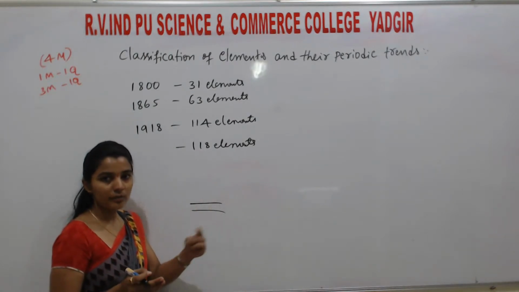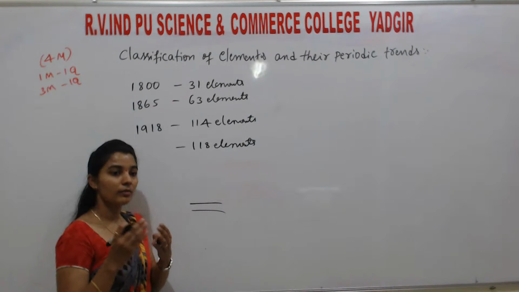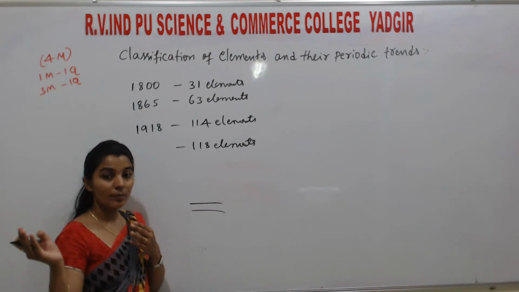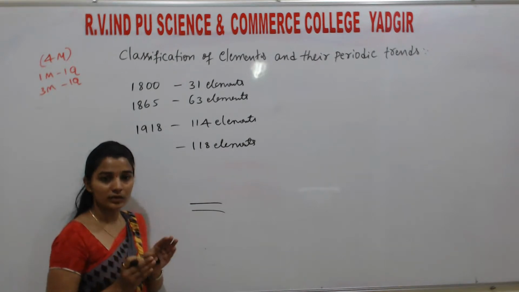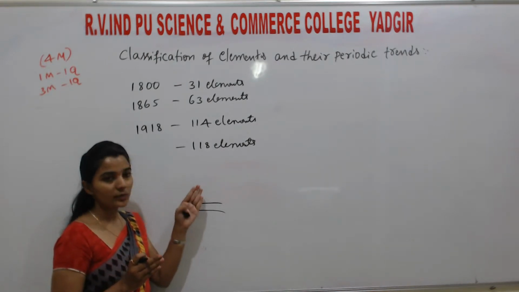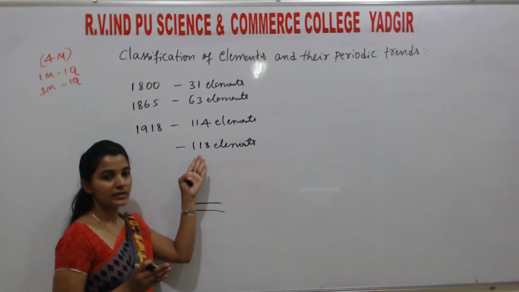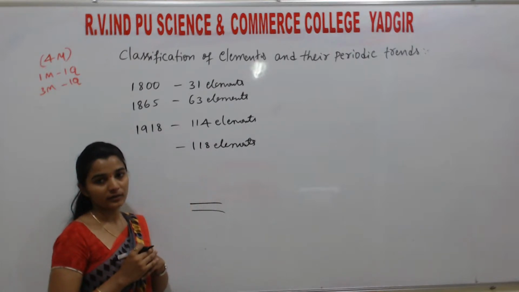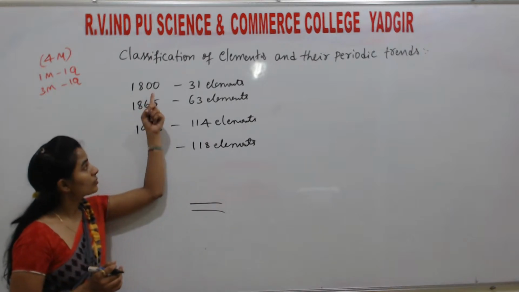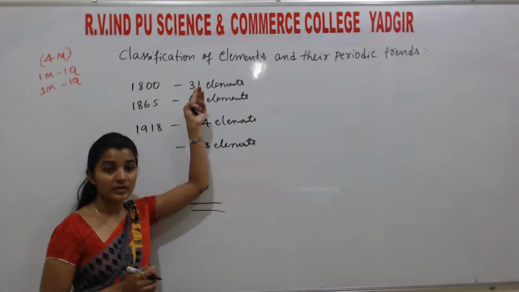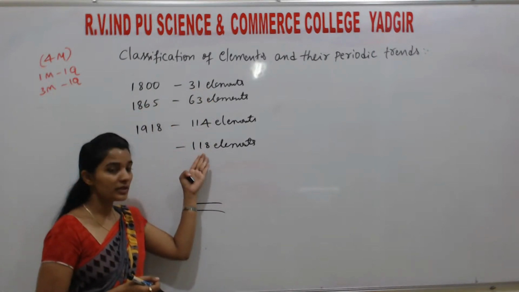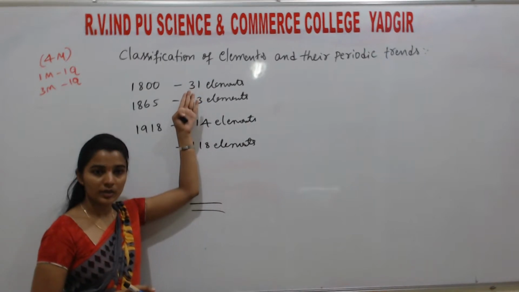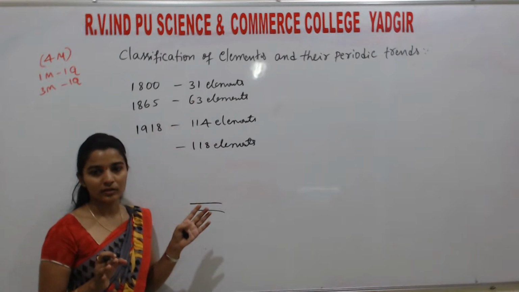Why? Because we don't know that only 118 elements are there. More than 118 may be present, 119 may be present, 120, 121, 122, 123, but they are not yet discovered. That means today the known elements are only 118. We don't know how many unknown elements are there. So at 1800 only 31 elements were discovered, but 118 elements are there now. So it is not like only 31 elements were there; they were just not yet discovered.